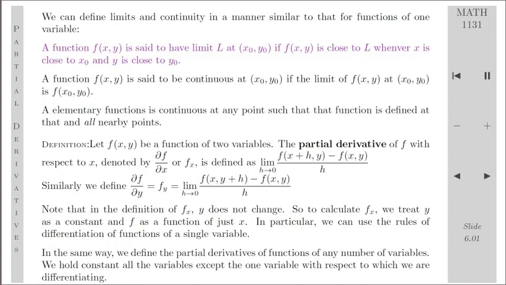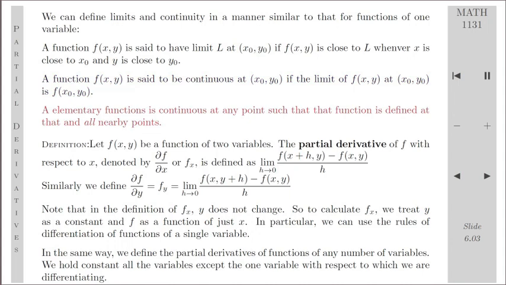And we are going to be interested only in elementary functions. And for elementary functions, limit equals value. In some sense, more formally, we define continuity the same way as we did in one dimension. A function is continuous if limit equals the value. In particular, the function should be defined at that point. And elementary functions are continuous wherever they are defined.